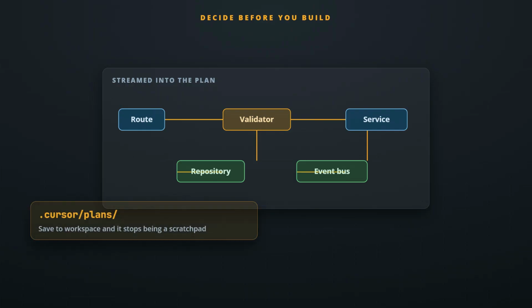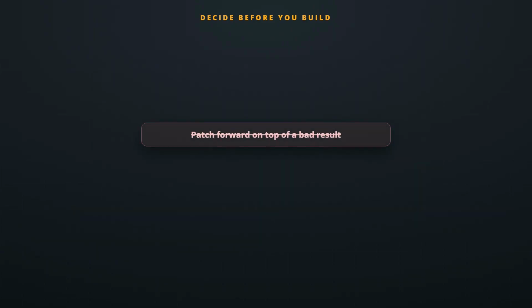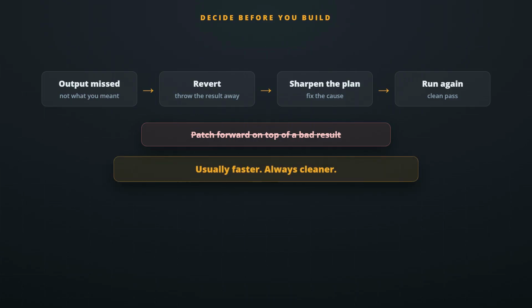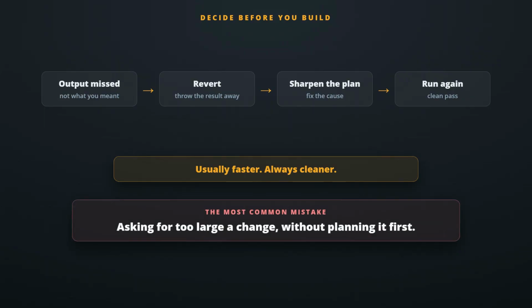Save the plan into your workspace and it stops being a scratch pad. Your team can read it and a future agent can pick the work back up from it. And when the result misses the mark, don't patch forward, revert, sharpen the plan, run it again. Cursor's own guidance says that's usually faster and it's always cleaner. The most common mistake people make is asking for too large a change without planning it first.